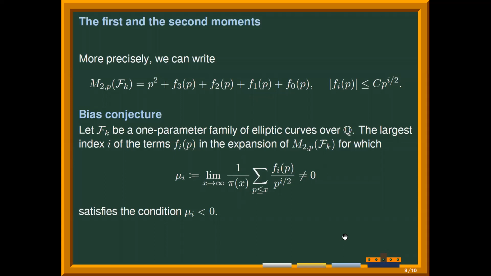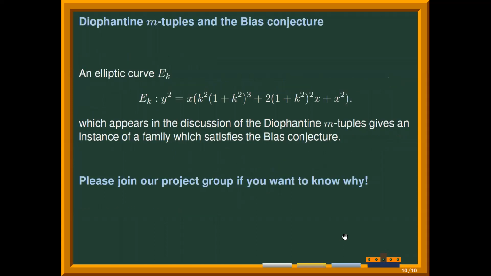Okay, if there are no more questions, I can also introduce why we are considering the bias conjecture. Namely, if you consider an elliptic curve E_K, which is of the form y squared equals a degree 3 polynomial in x, where K is the parameter, as you can see, then this kind of strange elliptic curve appears in the discussion of the Diophantine m-tuples. And that actually gives an instance of a family which satisfies the bias conjecture, which is very surprising.